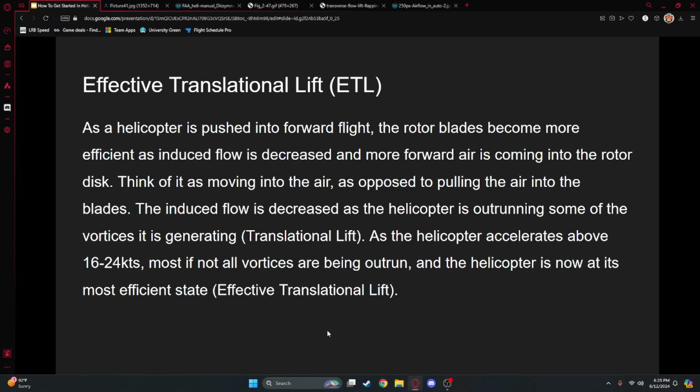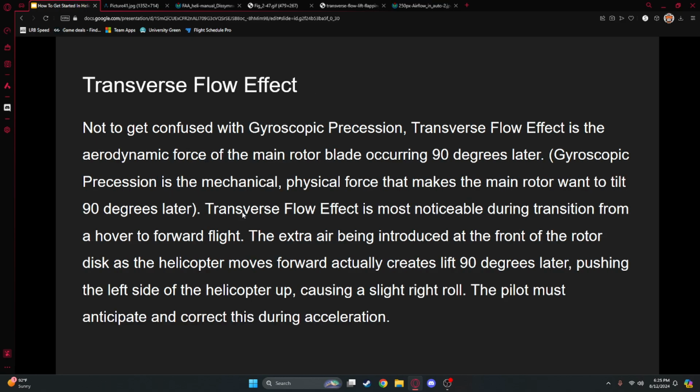The most efficient a helicopter can be is when it's light, when you have the least amount of drag possible, which we talked about. There are 3 different types of drag, and that's in video number 1, part 1. And of course, when we're in effective translational lift. Very cool. Here, let's actually go back.